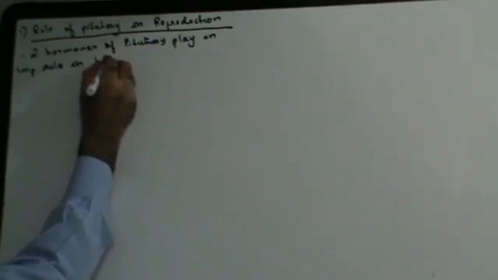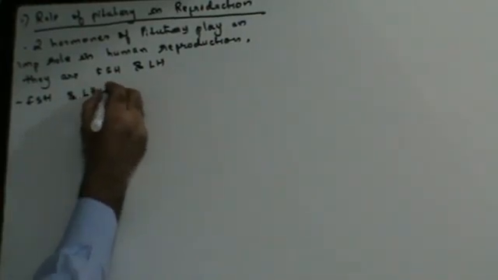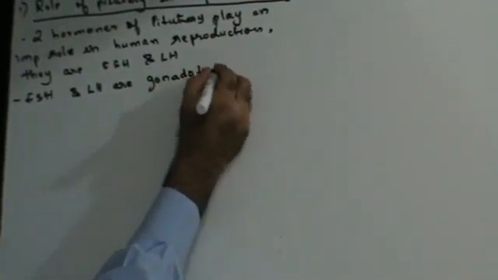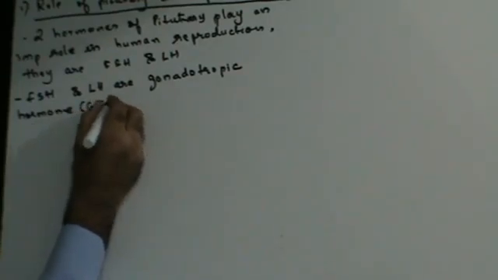Now, there are two hormones of pituitary that play an important role in human reproduction. They are the FSH and LH, right? FSH and LH are gonadotropic hormones, which is written as GTH.